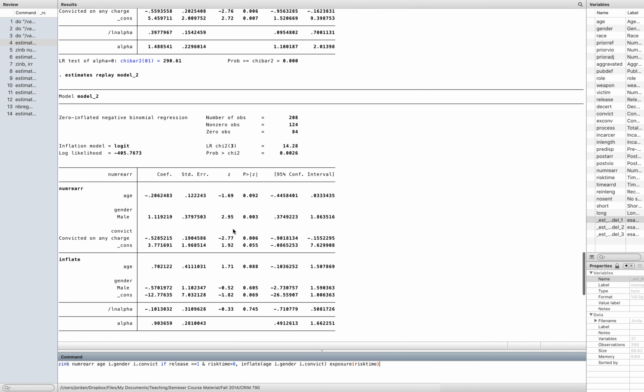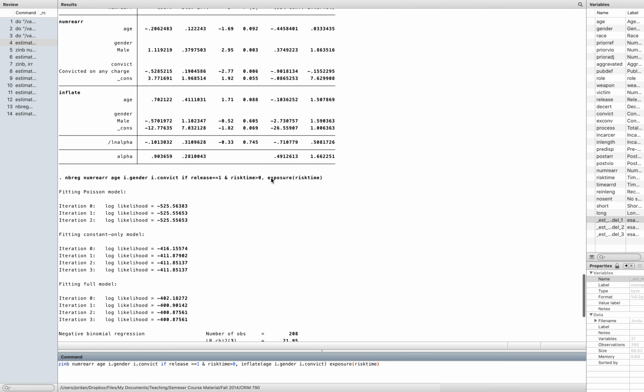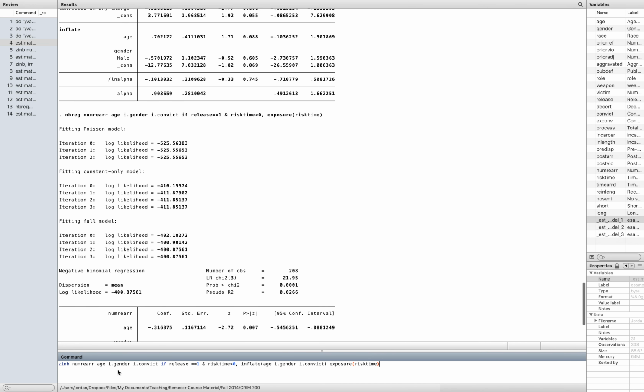Again, the things that we put in the model with this: age, gender, convicted, with exposure of risk time. Same thing here: gender, age, conviction, exposure is risk time. But again, because it's zero-inflated, you got to put what the larger part of the model is going to be here. So I included gender and conviction. Again, like, okay, what can predict whether or not somebody's in a certain zero category? So I did age, gender, and conviction, which are the same ones that I use here.